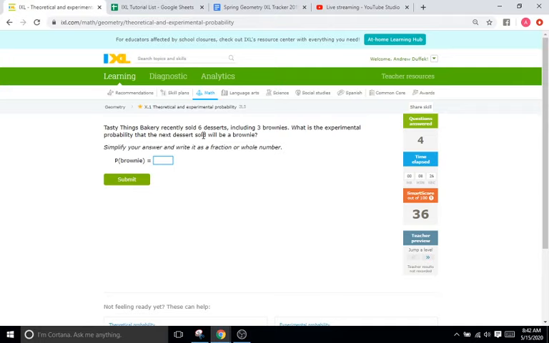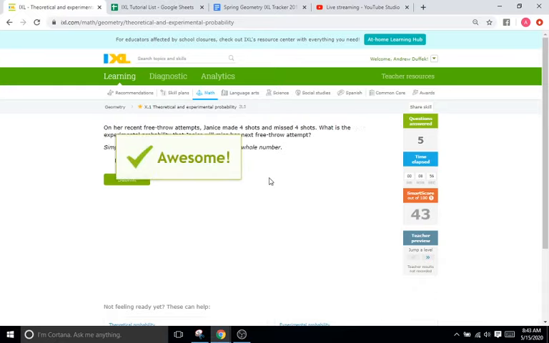Okay, so there are 6 desserts total, and 3 of those desserts are brownies. So it wants to know what is the probability that the first one that is sold is a brownie. Well, we have 3 brownies, so 3 over how many total desserts? That's going to be 6, because it says including 3 brownies. It's included inside the 6. So you have about a 3 in 6 chance, which of course just simplifies down to 1/2. So you have a half chance or 50% chance to pick the brownie there.